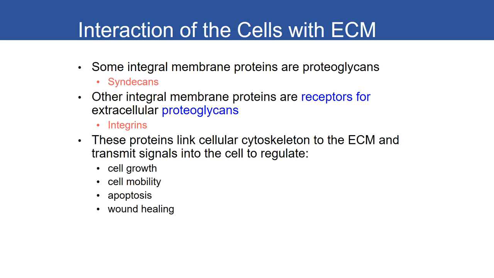These proteins link cellular cytoskeletons to the extracellular matrix and transmit signals to regulate important body functions like cell growth, cell mobility, apoptosis, wound healing, all kinds of stuff. So these proteins link out into the extracellular matrix, and there's a signaling molecule on the inside that allows the molecule to respond to different conditions, as you can see from here. So that's how a cell interacts with the extracellular matrix in the outside world.